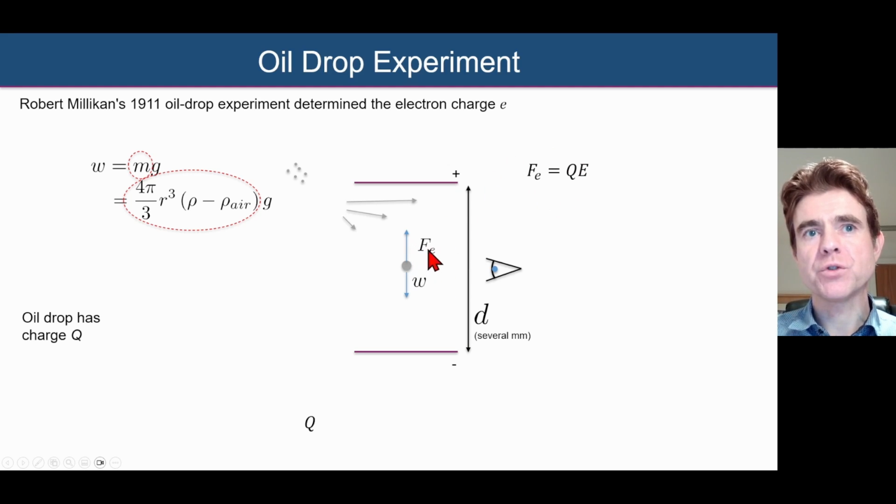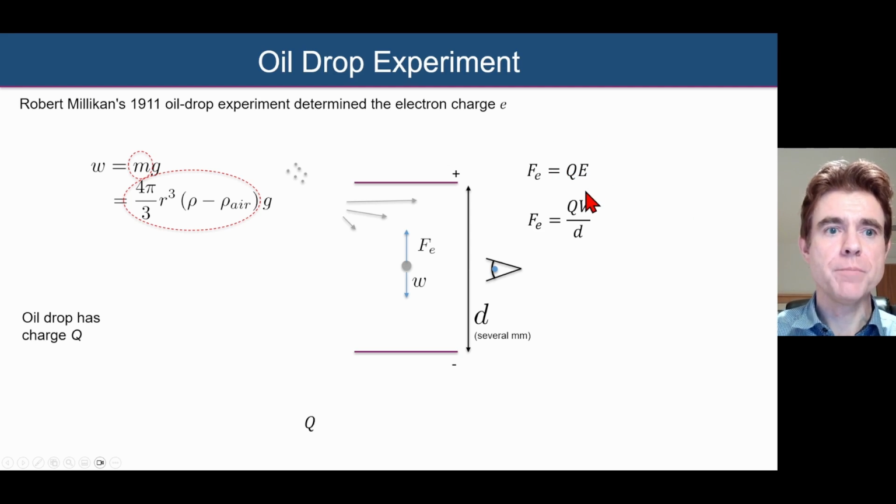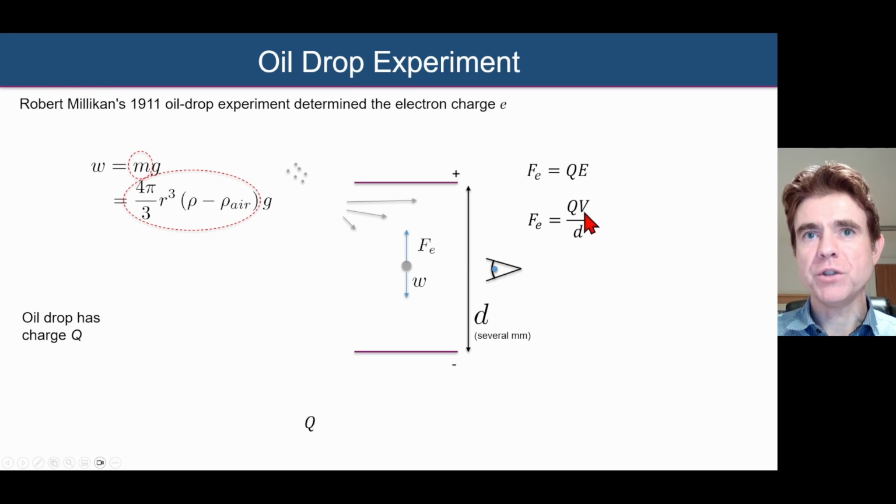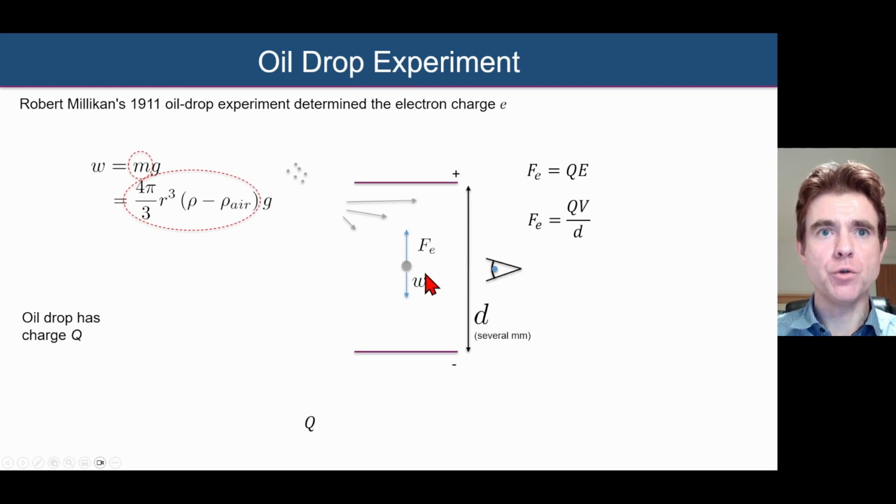And so the force acting on that oil droplet, which has a charge of Q, is given by a well-known equation: the force due to an electric field on a charged particle of charge Q is just the charge times the electric field strength. If we rewrite that, the electric field is in volts per meter, so we can look at the voltage applied over the distance d. So QV over d is the force upwards attracting that negatively charged oil droplet towards the positive anode.